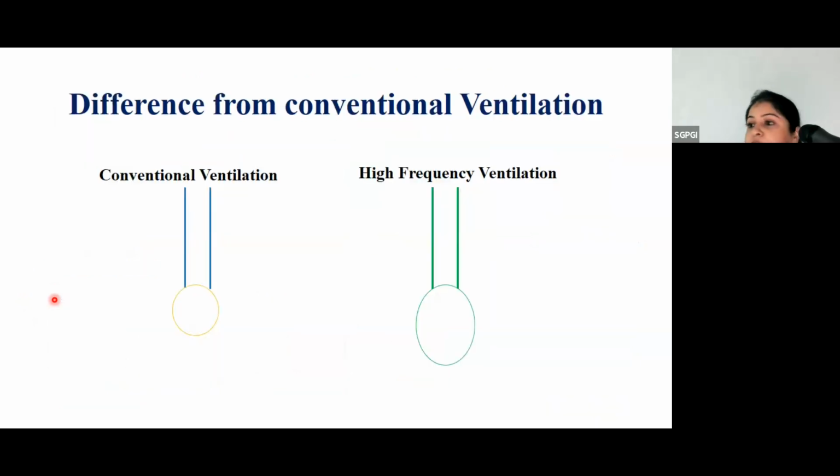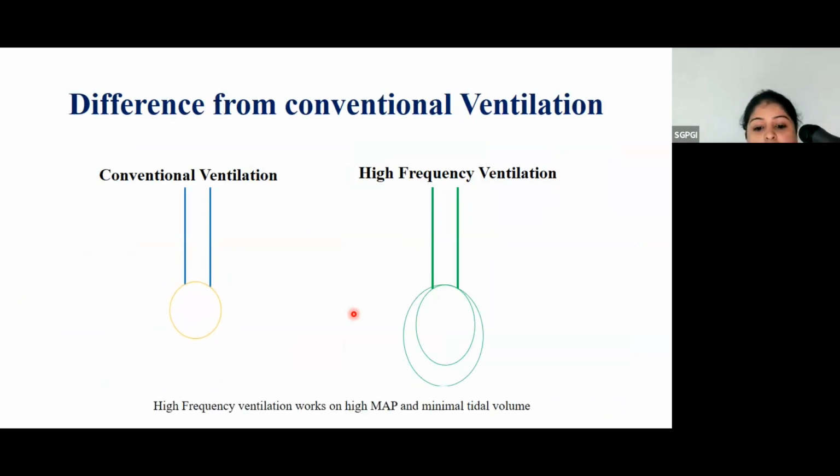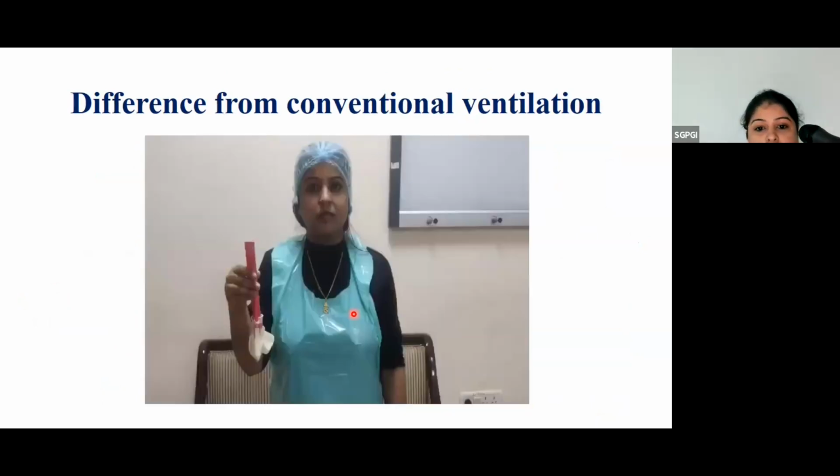Now, if you see the difference between the conventional ventilation and high frequency ventilation, in the first image we can see there is repeated opening and collapsing of the alveoli. Now, this leads to atelectrauma, shear stresses, and injury. While in high frequency ventilation, we can see there is a sustained inflation of the alveoli. So this is the goal, what we want to achieve. It works on high mean airway pressures and minimal tidal volumes. Now, in this video, we can demonstrate the difference which we discussed.